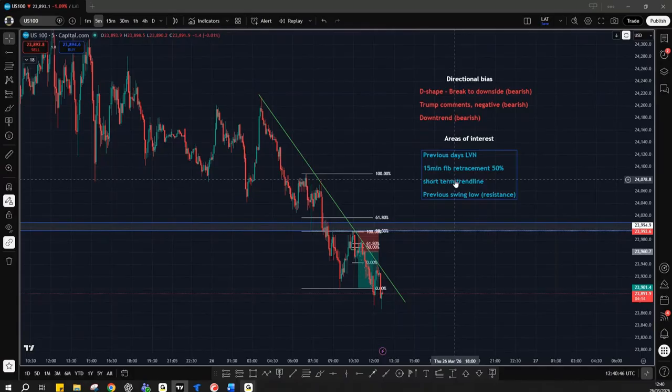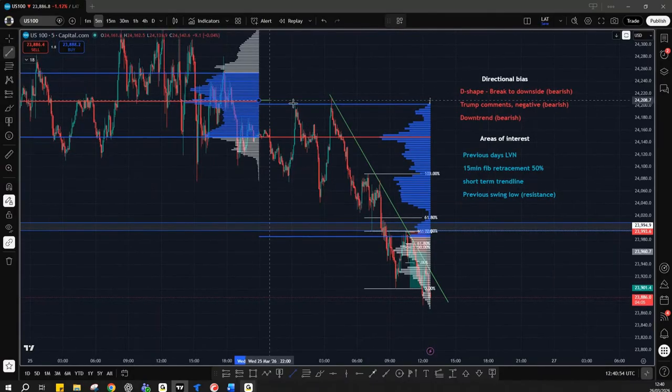Price also reacted nicely to yesterday's point of control. It filled a large volume area. Let's have a look. Oh, nice, very nice, awesome. Very good bounce off that. Again, that can just help us to establish.